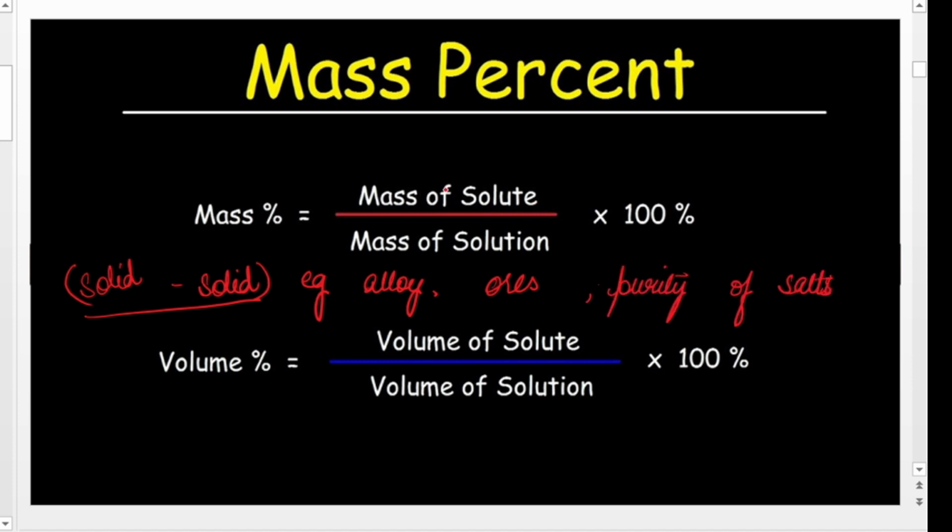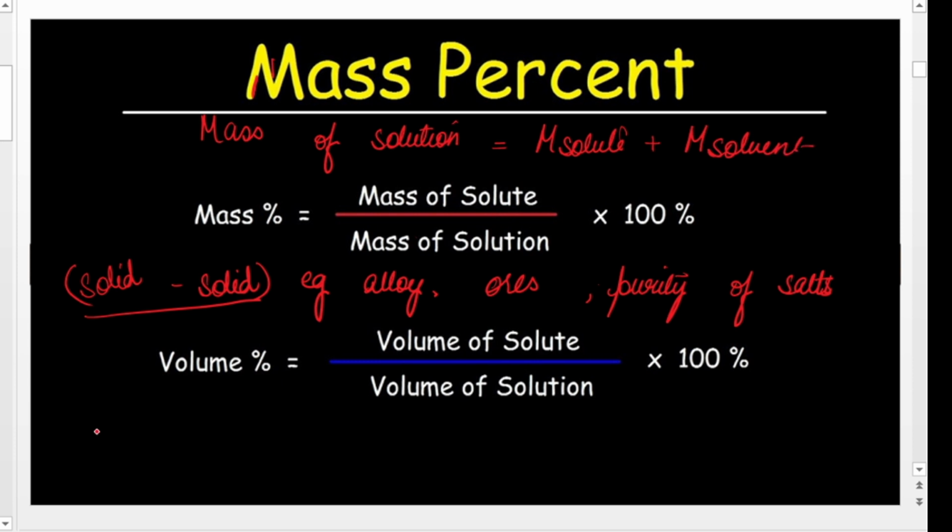So it will be mass of solute upon mass of solution. And what is the mass of solution? Obviously it will be the combination of two things. So it will become mass of solute plus solvent.